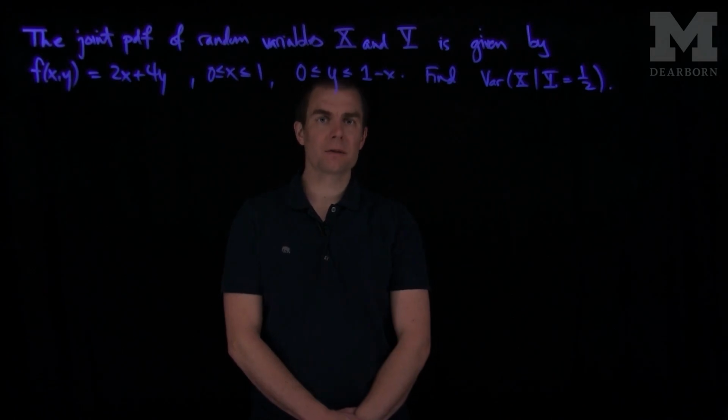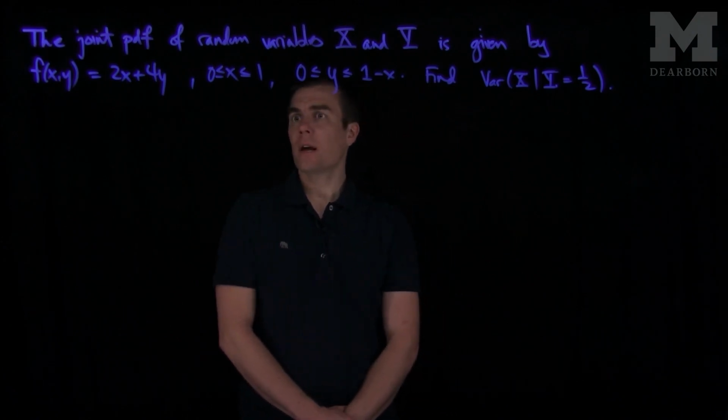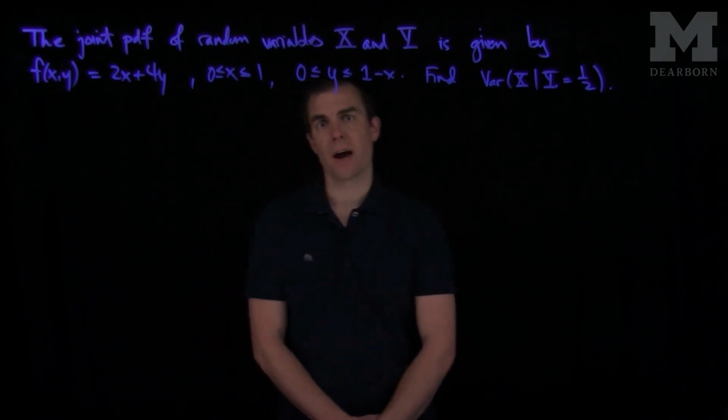Hello students, in this video we'll see the solution to the third problem on the quiz. In this problem we're given the joint PDF of two random variables x and y, and we're asked to find the conditional variance of x given that y is 1/2.